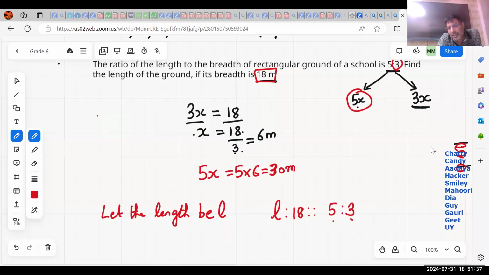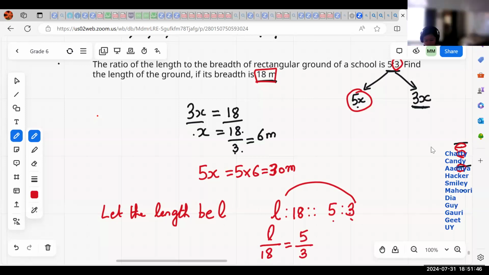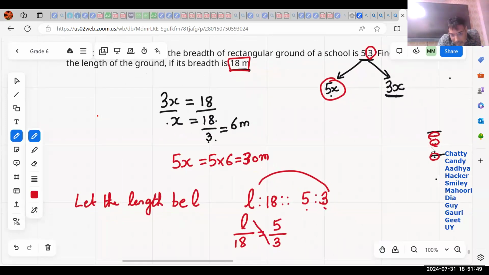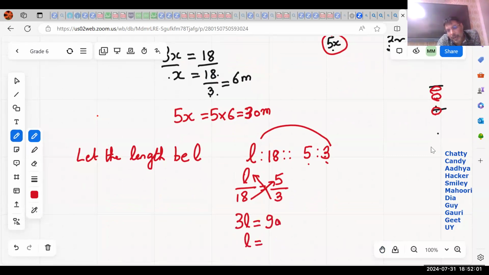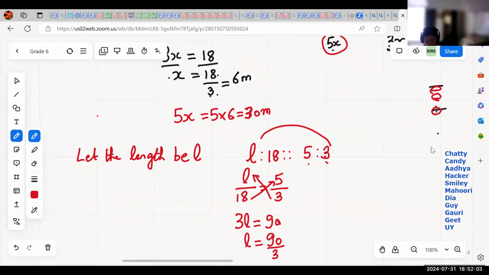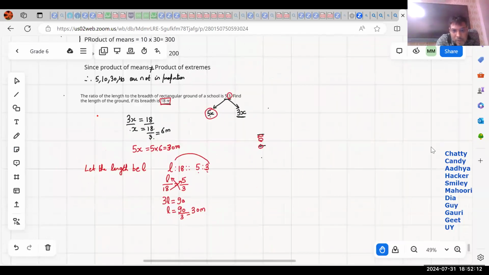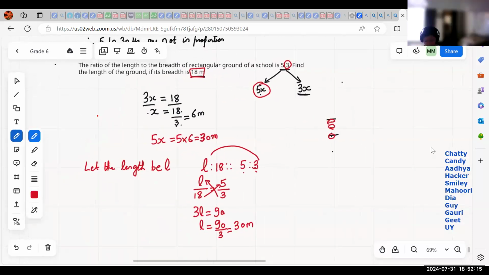I can write it as product of extremes. I can write it as L upon 18 equal to 5 by 3, or I can write it as 3L equal to 18 into 5. We cross multiply. 3L will be equal to 18 times 5, which is 90. So 3L is equal to 90. L will be equal to 90 divided by 3, which is 30 meters. Once again, I will explain. I wrote the above question in the form of proportion: L upon 18 is equal to 5 upon 3.